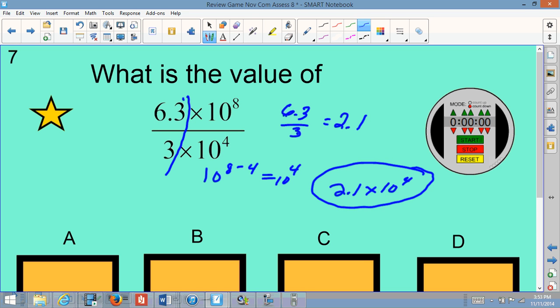Remember, scientific notation has two parts. The first part is between 1 and 10. So this first part here, 2.1, was between 1 and 10. And the second part is a power of 10. And remember the rules. Divide the coefficients, which is what we did here, and subtract those exponents, which is what we did here, when the bases are the same. Okay, very good question.